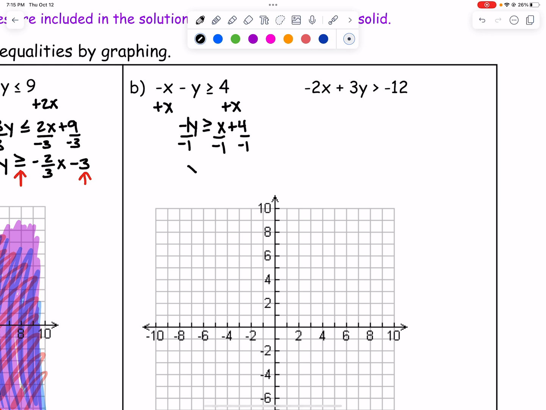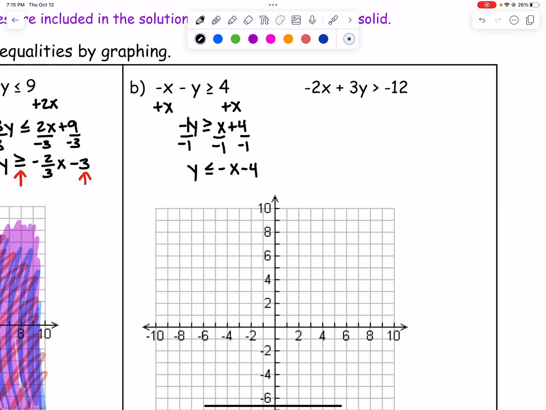And then bring down y, but we divided by a negative. So it's going to change the direction of the sign. It was greater than or equal to, but now it'll be less than or equal to -x minus 4. So that's it for that one.